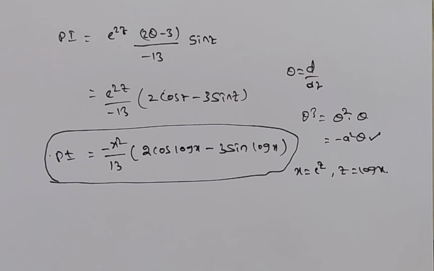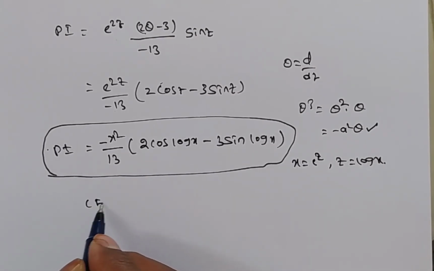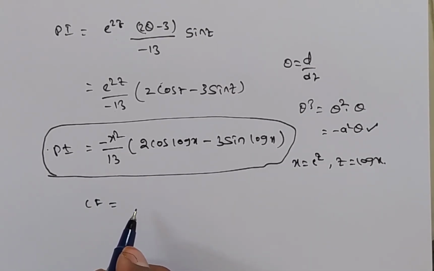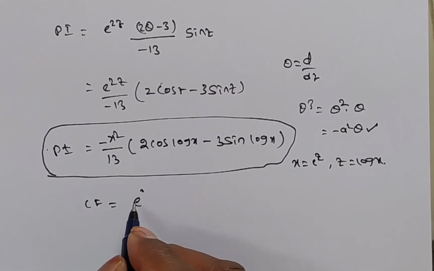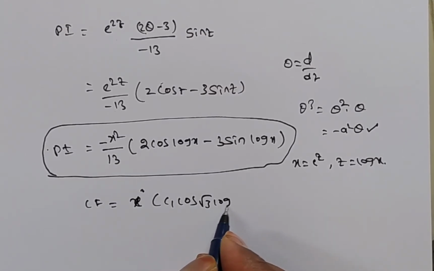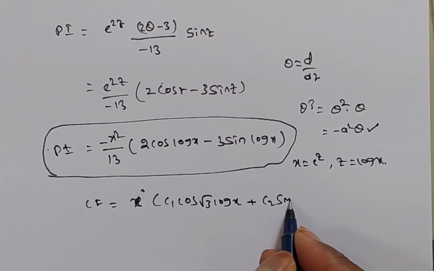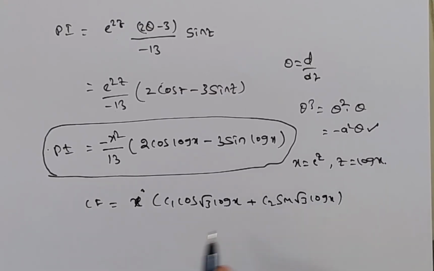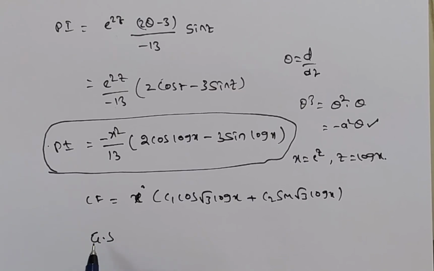Next, what do you require? You require the complementary function. So actually we have a complementary function e to the power of z, which I have already written in terms of x. So that is x into c1 cos root 3 log x plus c2 sin root 3 log x. Now the general solution of the given equation is y of x equal to complementary function plus particular integral. This is the solution. Is it clear for everyone?